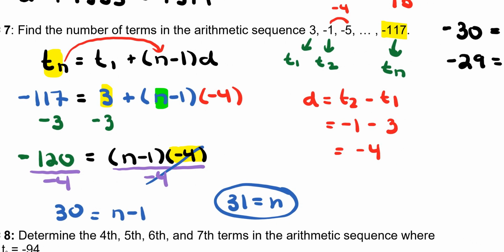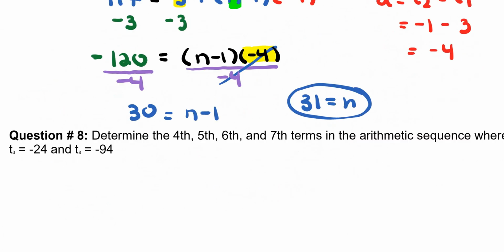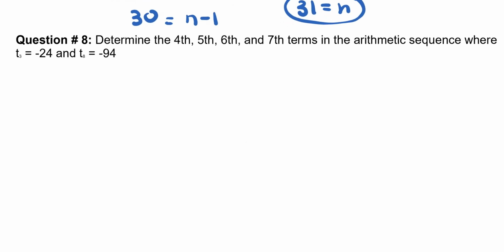Okay, so going back to my diagram here, I know this negative 117 has the value of, this will be term 31. Okay, so there are 31 terms in the sequence. Okay, let's keep on going, and let's go through a few more of these arithmetic sequences.